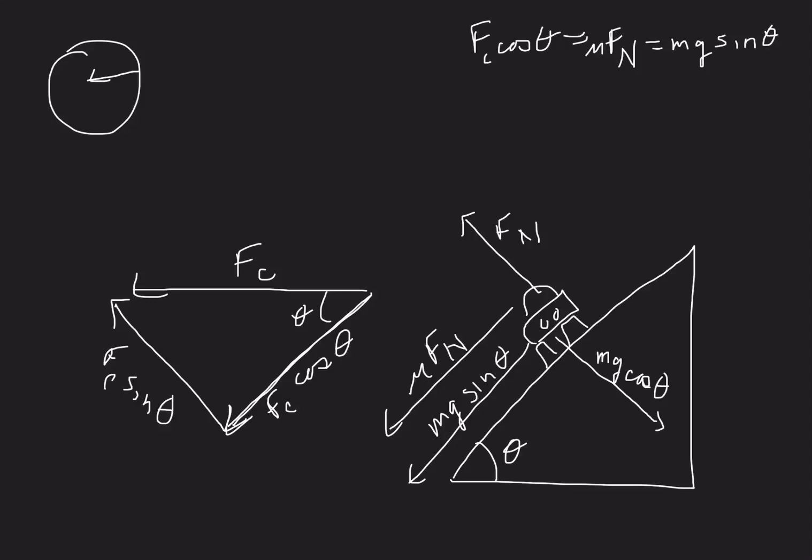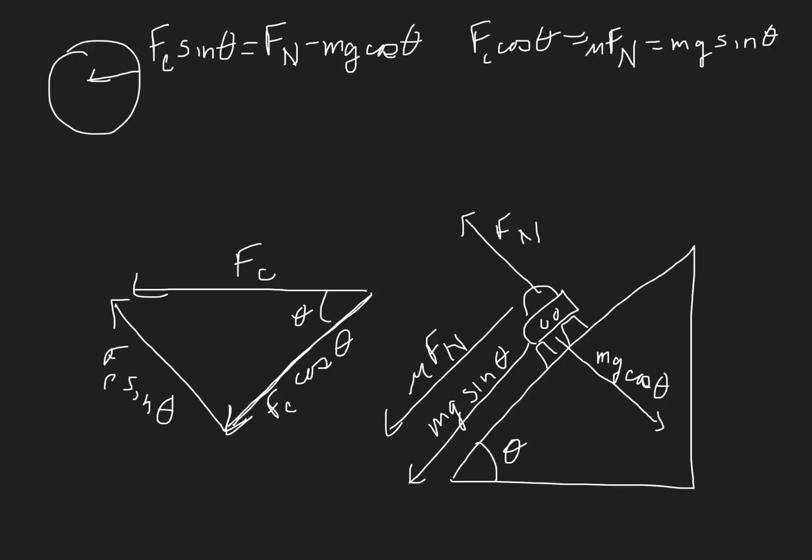Now, the other equation is, what is Fc sine of theta? What's this one coming up? Well, this is a net force, and this one should equal Fn minus mg cosine theta. This is bigger than this, so it gives me some net force going up this way. I know this is really confusing. So, Fc sine of theta should equal Fn minus mg cosine of theta.